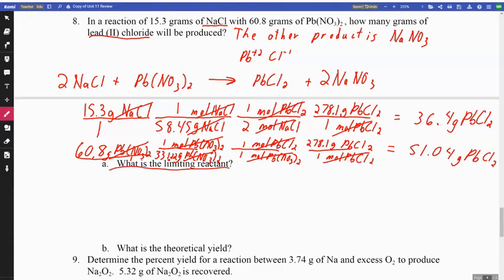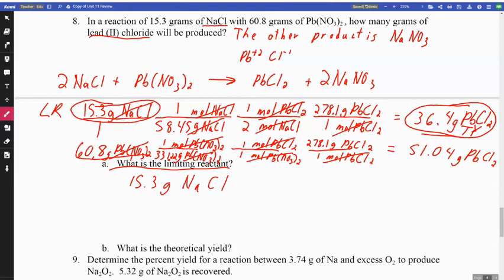Okay, now, what is the limiting reactant? All right, we first need to identify what our theoretical yield is. Remember, our theoretical yield is the lower of the two. So that is our theoretical yield. Now, oh man, that's a really bad Y. Sorry about that. But you get the idea. Now, the reactant that produces the theoretical yield is the limiting reactant. So that's this one here. So our limiting reactant is 15.3 grams of NaCl. And then this bottom question, what is the theoretical yield? We already answered that. That's 36.4 grams PbCl2.